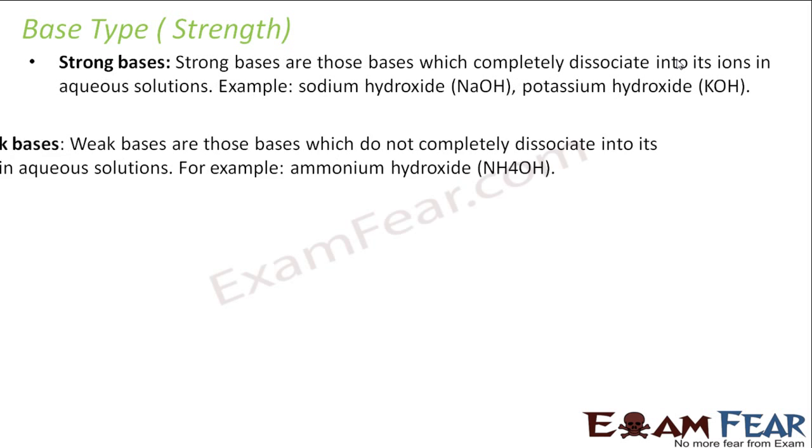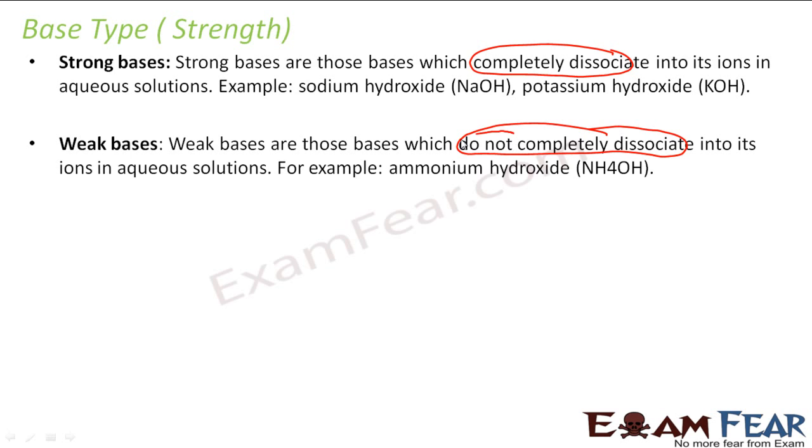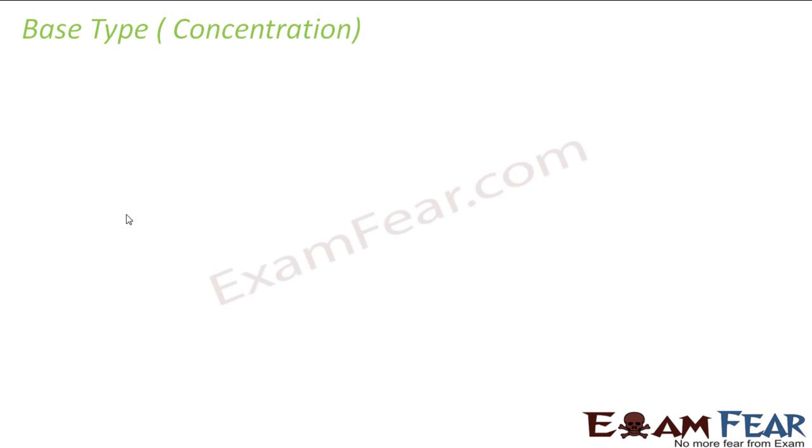So based on strength, we have strong base and weak base. Similar to the acid definition: a strong base completely dissociates into ions in aqueous solution, and a weak base does not completely dissociate into ions. Examples of strong base: sodium hydroxide, potassium hydroxide. An example of weak base is ammonium hydroxide.